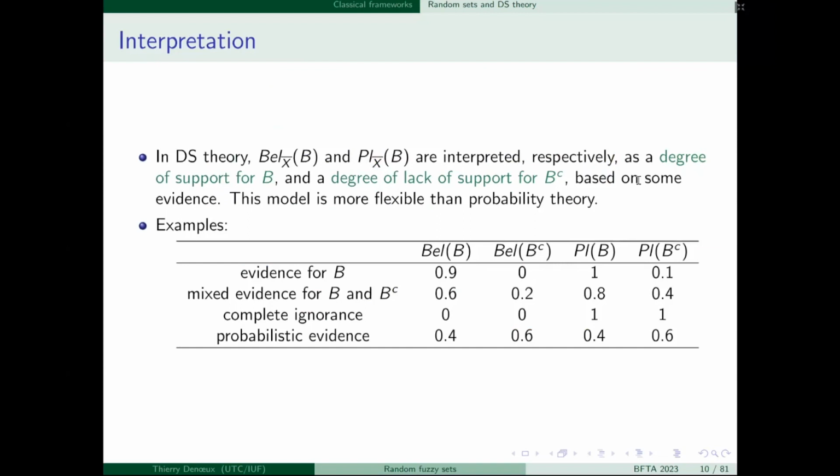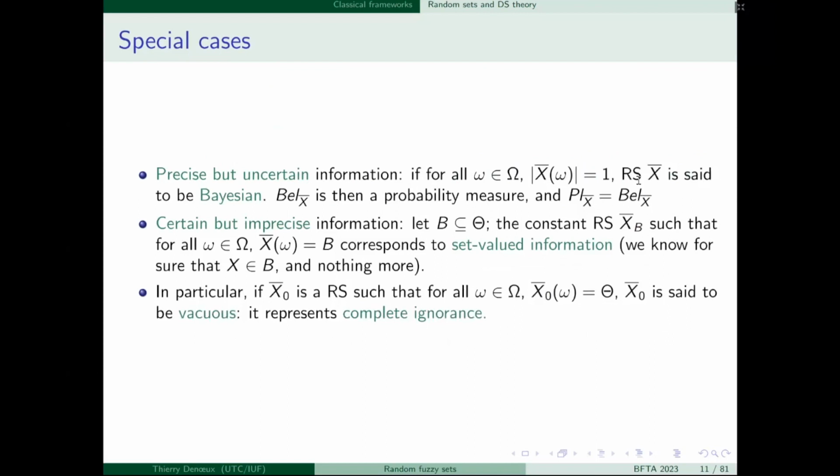We know already, this is just a reminder, but you can notice that here I didn't assume omega to be finite, and I didn't need any notion of mass function. So this is more general. There are some interesting special cases. You may have precise but uncertain information. In that case, if for all omega, the image of omega is a singleton, its cardinality is 1, then we have a Bayesian random set, and Bell is a probability measure.